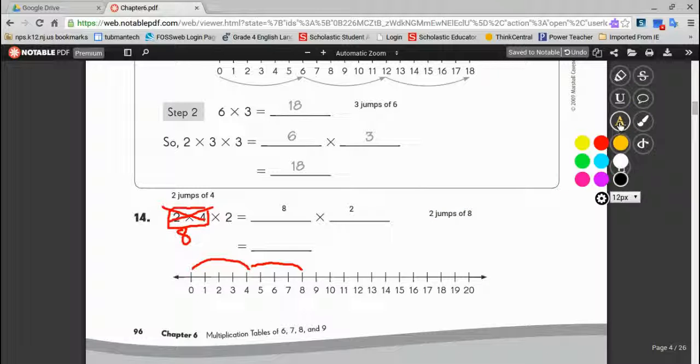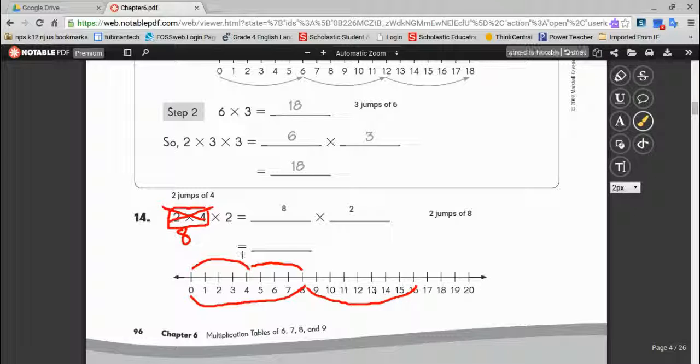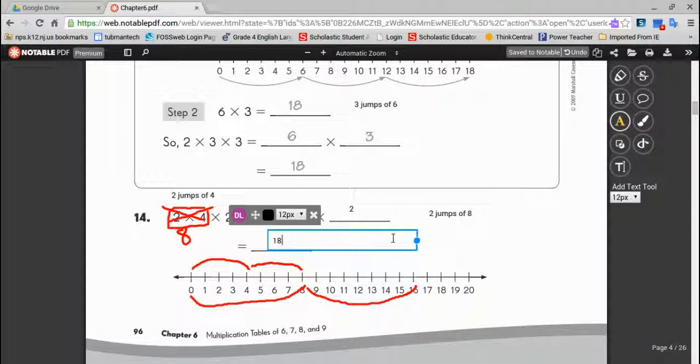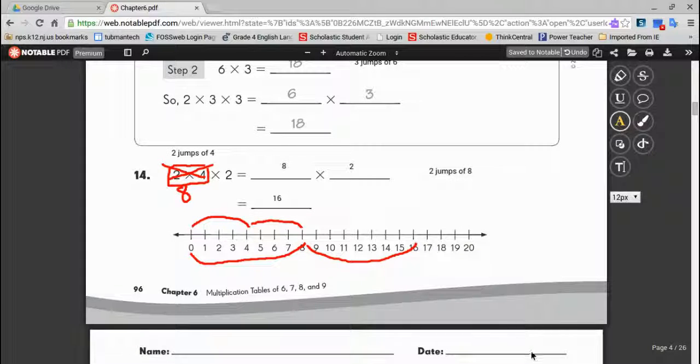Alright, so here's my first jump to 8, because I know that's my first answer. And then I want to jump another 8. 1, 2, 3, 4, 5, 6, 7, 8. And I'm going to jump to 16. So 8 times 2 really gives me 16. Alright, and that's page 96.